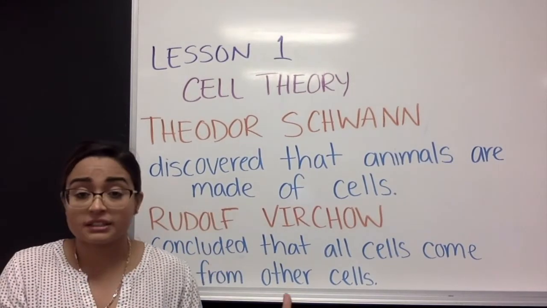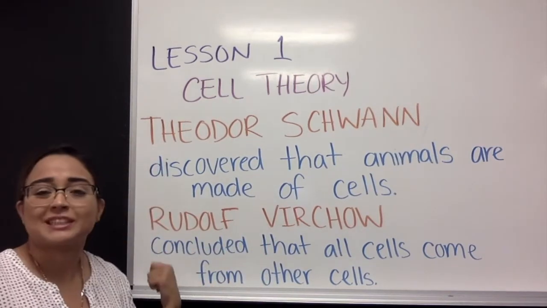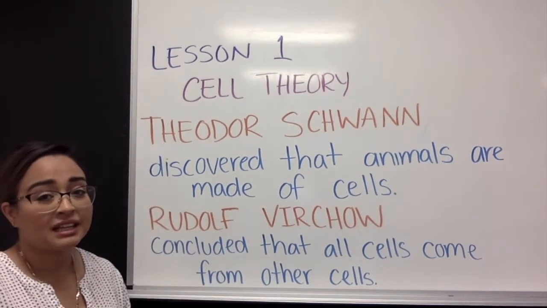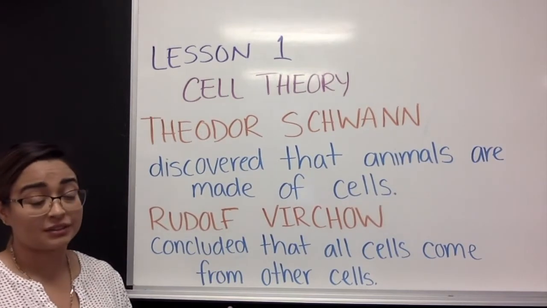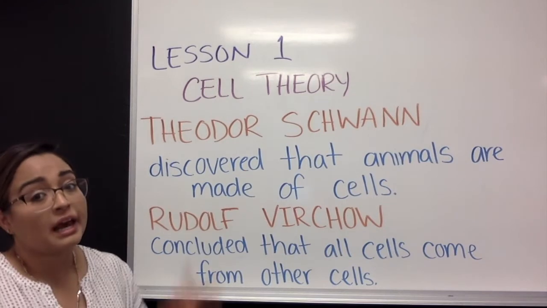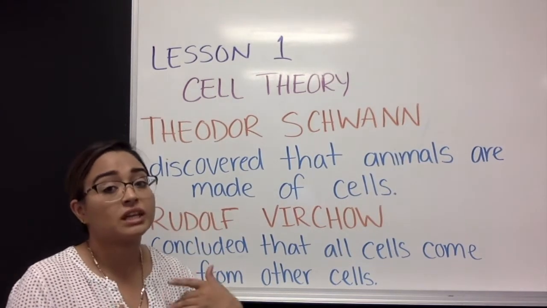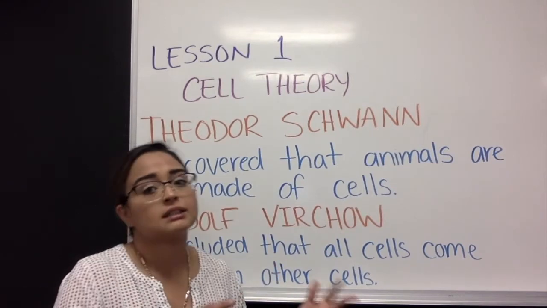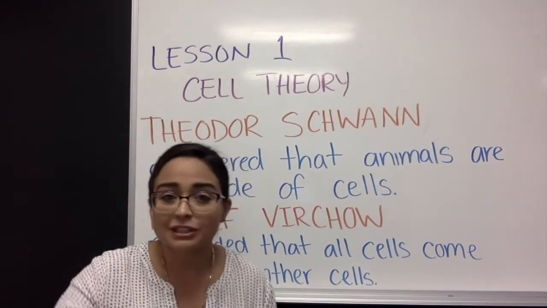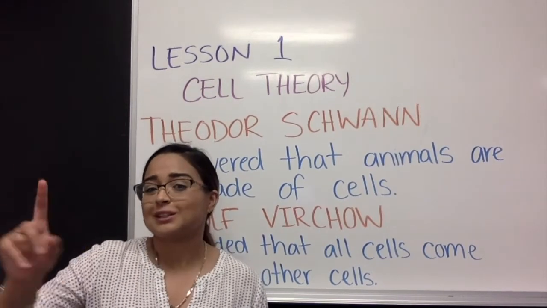Now, after their discoveries, a few years later, Rudolf Virchow jumps into the picture, and he concludes that all cells come from other cells, meaning that they reproduce. So that's what he concluded. And all 4 of them are the ones that came up with the cell theory because of naming the term, making the discoveries, and coming up with the conclusions.